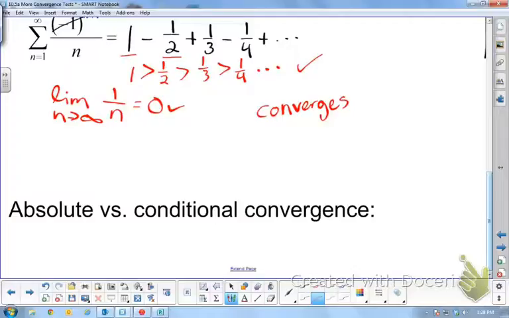So if it is an alternating harmonic, then it converges. Yep, so alternating harmonic converges, but harmonic diverges.